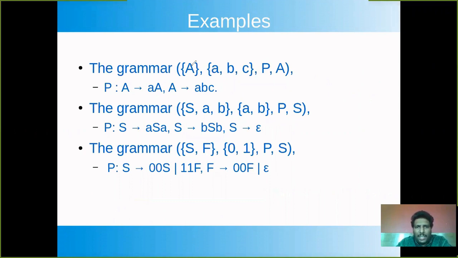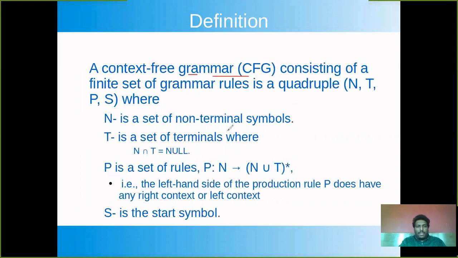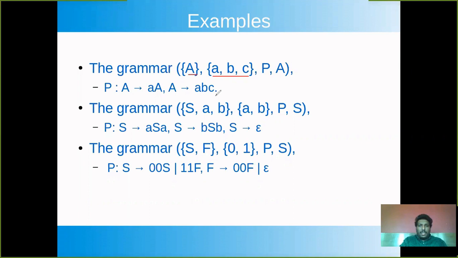Okay, take the example grammar. Terminals are a, b, c. Non-terminals are capital A, and P is the production rule. It is written here. This one is the production rule, and this one is the start symbol. Okay, we need to start from A. This A is the start symbol.